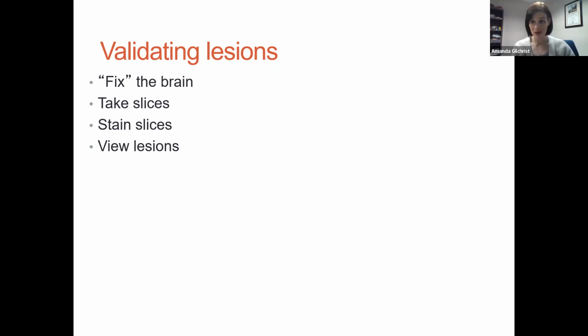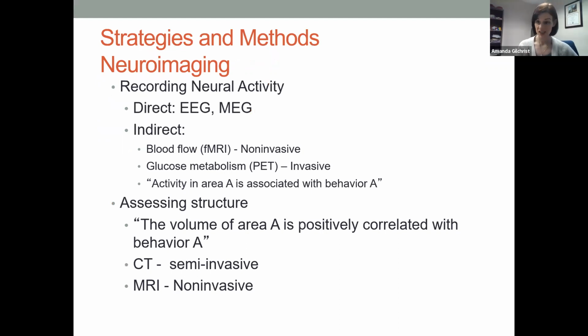Okay, so that's pretty much it for stereotaxic surgery, but we still have more to talk about. So just as a reminder of what we are talking about, we've talked about ablation, we've talked about EEG and MEG. Now we're going to largely focus on neuroimaging. So we're going to talk about indirect methods of neuroimaging, including fMRI and PET scans. And then we'll also look at structural neuroimaging, where we're actually looking at the volume and the structure of brain areas. And we'll talk about CAT scans as well as MRI.